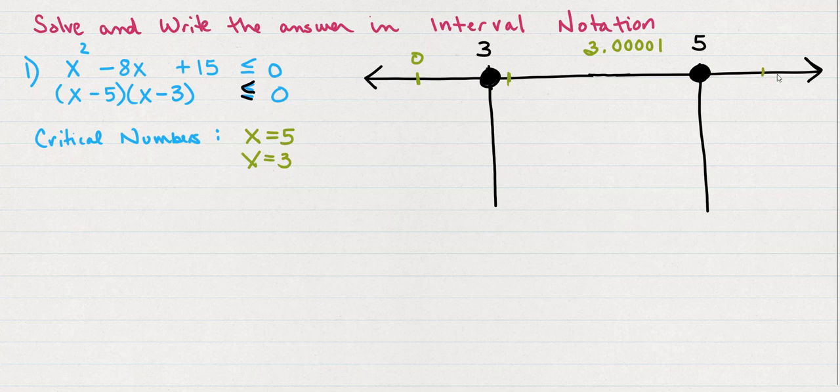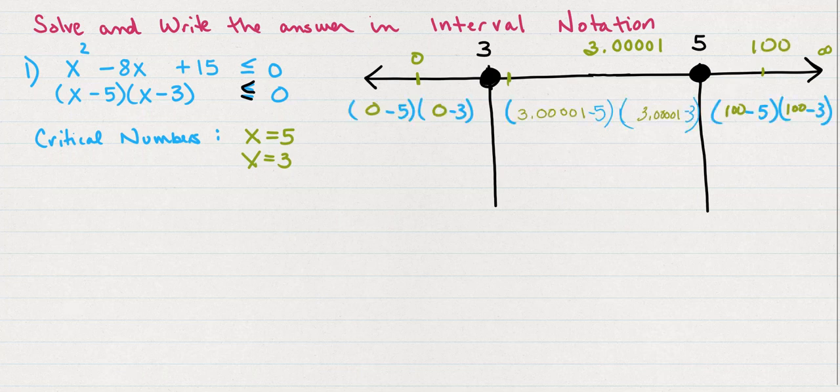And then for the number that I'm picking that's somewhere between 5 and infinity, I'm going to just use a 100. And let's see what happens. So let's see what happens on each of these intervals. If I replace the x with a 0, I get 0 minus 5, which is negative 5. I don't really care what the value precisely is. I really just care if it's positive or negative. And then a 0 minus 3 is going to be another negative. And when I multiply a negative times a negative, I get a positive.